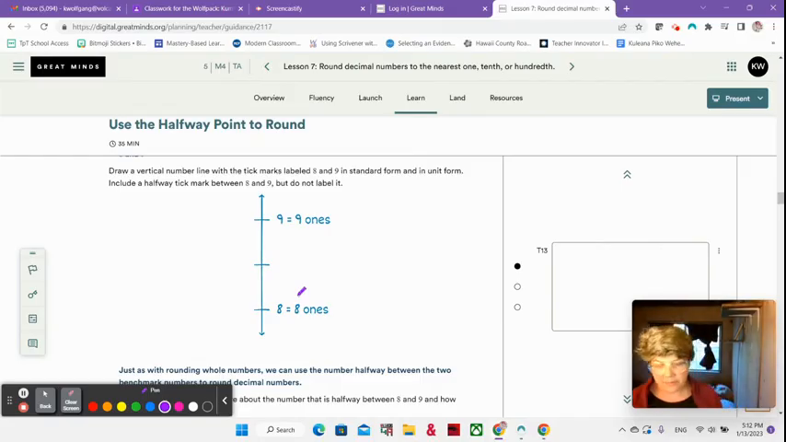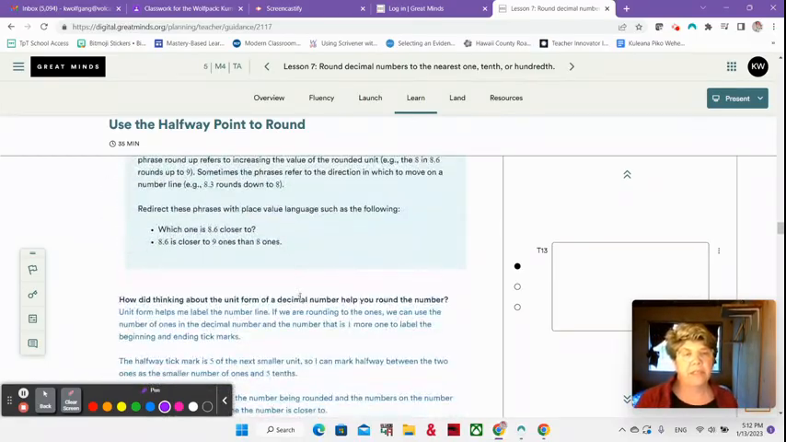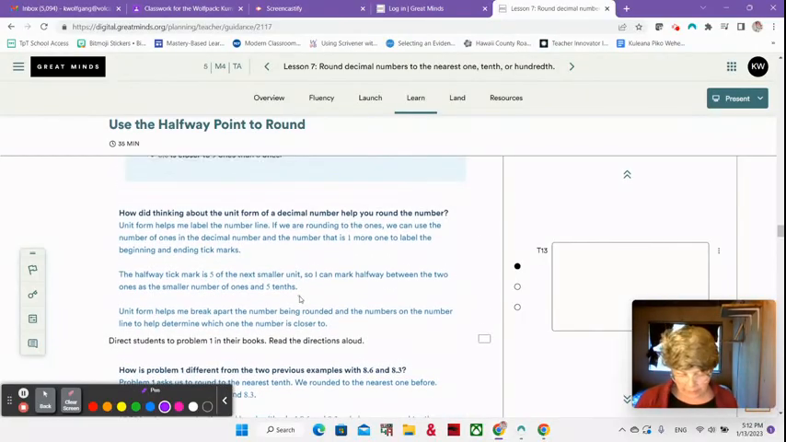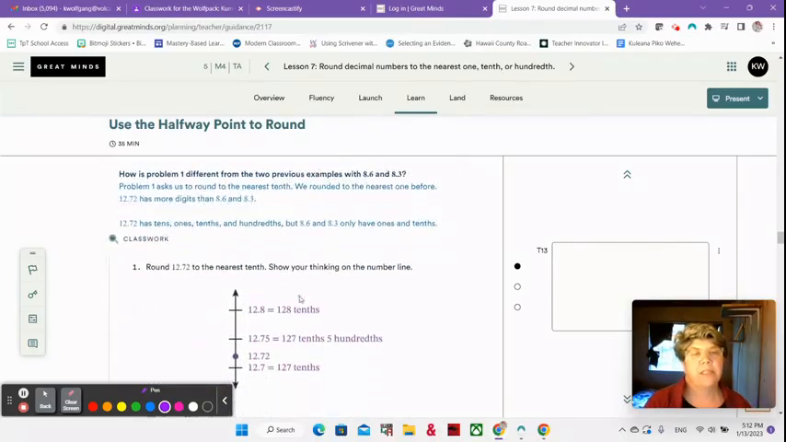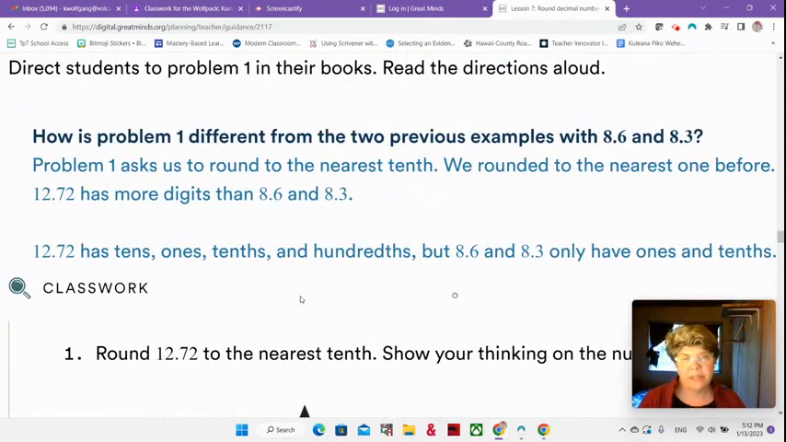This is on page 63. So pause the video if you need to, get your Learn book out and go to page 63. Okay, and there on page 63, you are going to see that we are going to be looking at 12 and 72 hundredths, rounded to the nearest tenth.